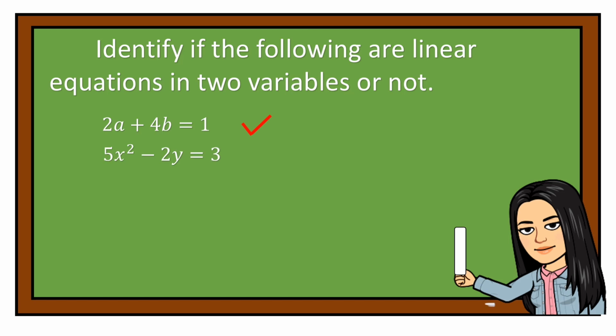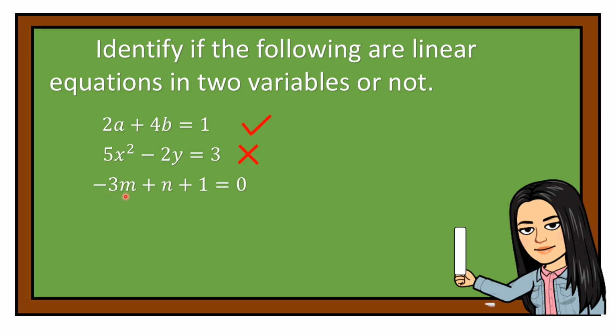Next, 5x squared minus 2y is equal to 3. So the answer is X, since we have a variable that is raised to the second power. Take note that a linear equation is an equation with the highest degree of 1.